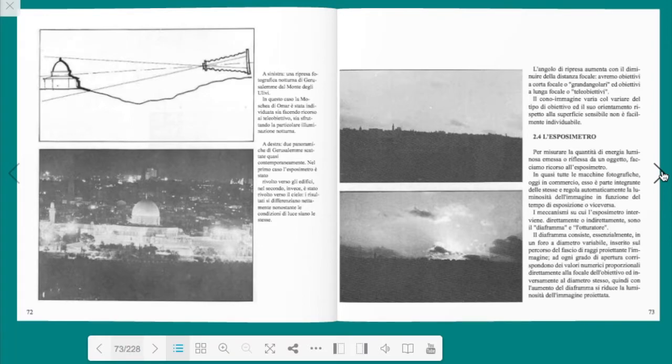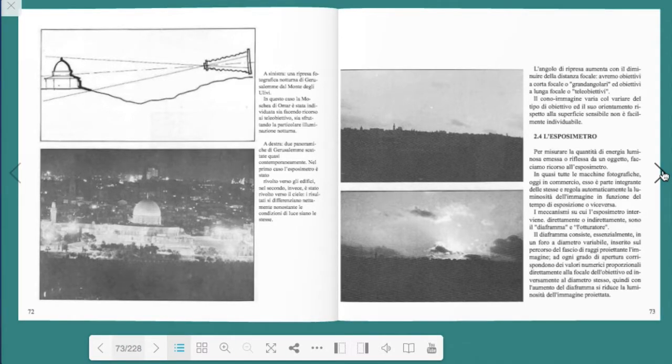Page 72. Captions. Left, a nocturnal photographic shot of Jerusalem from the Mount of Olives. In this case, the Mosque of Omar was identified both by using telephoto lenses and by exploiting the particular night lighting. Right, two panoramas of Jerusalem taken almost simultaneously. In the first case, the exposure meter was turned towards the buildings. In the second, however, it was turned towards the sky. The results clearly differ despite the light conditions being the same.